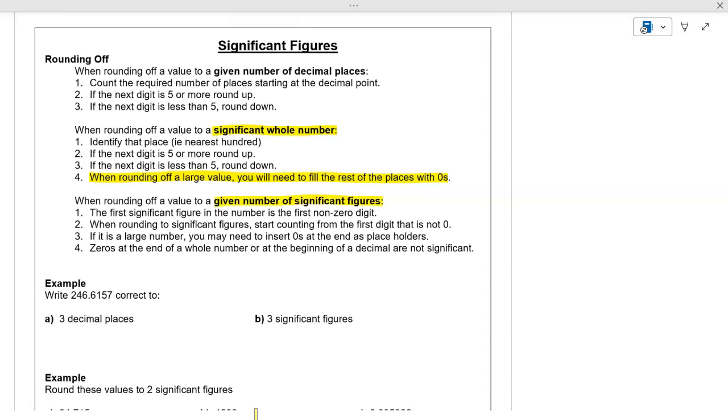So we're rounding to a given number of significant figures. We're then looking at the first significant figure in the number, and it needs to be non-zero. When we round to significant figures, you start counting from the first digit that's not 0. If it's a large number, we put the zeros in, same as before. And zeros at the end of a whole number or at the beginning are not significant. Especially when we're talking about decimals, zeros at the beginning of a decimal are not significant because they're holding that place value, and we need those there.